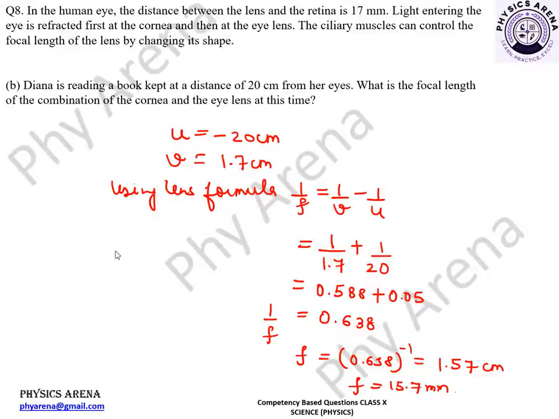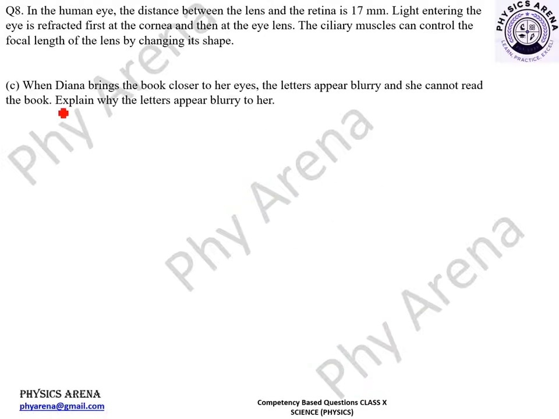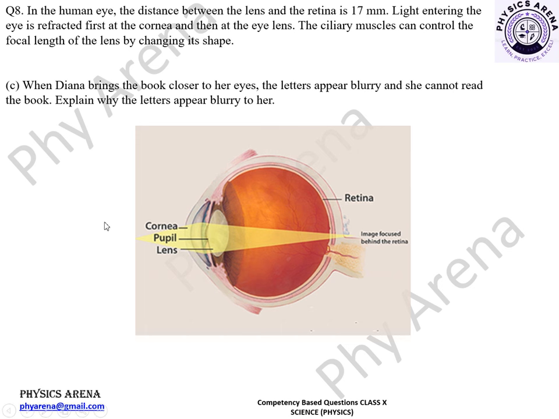Let's take part C of the question. In part C, it says, when Dinah brings the book closer to her eyes, the letters appear blurry and she cannot read the book. Explain why the letters appear blurry to her. So we can understand this with the help of this diagram. When the object is brought closer, up to a certain extent, our eye is able to adjust the focal length of the lens and we are able to see the image on the retina. That is up to the near point of the eye.